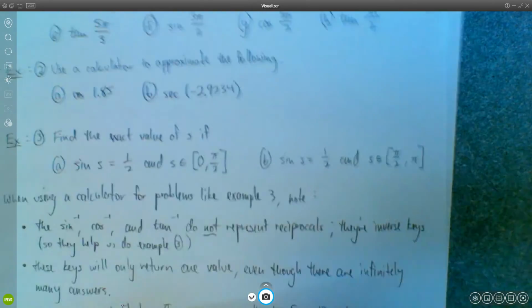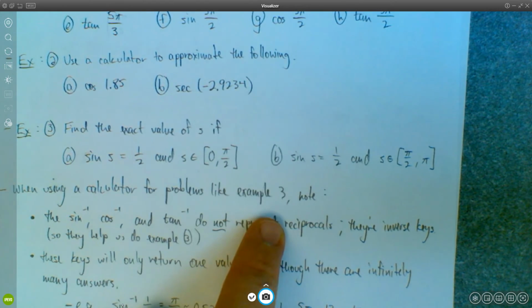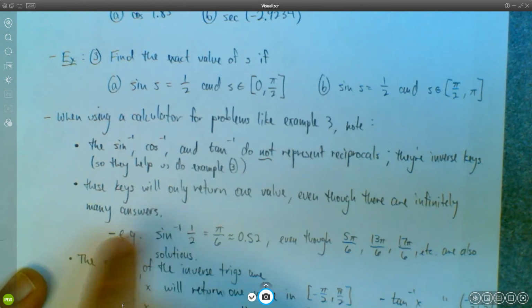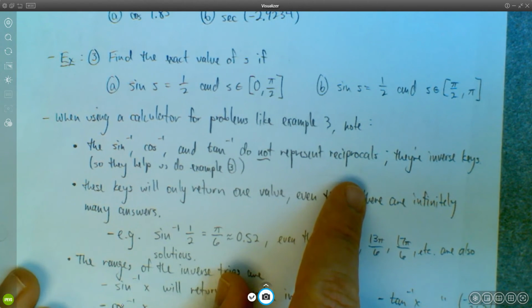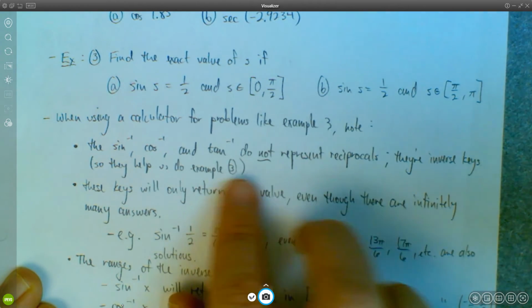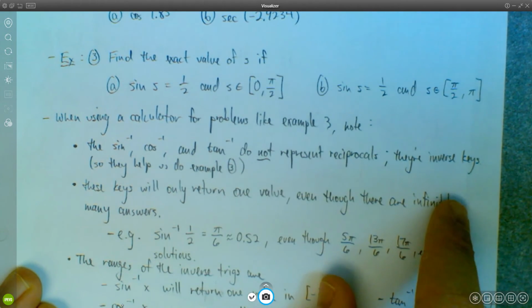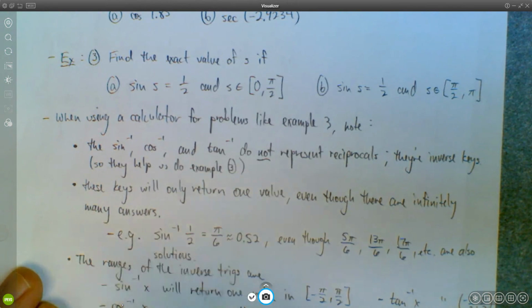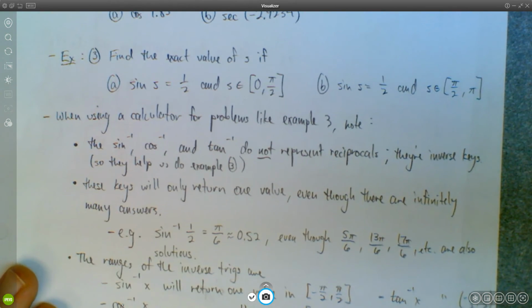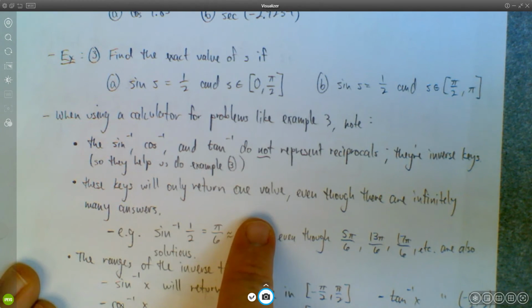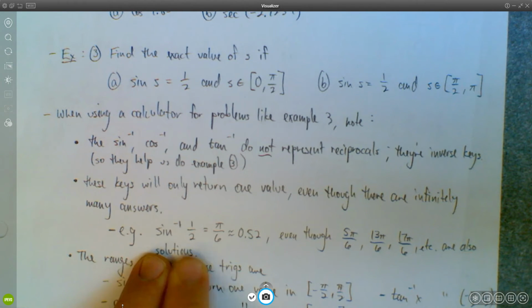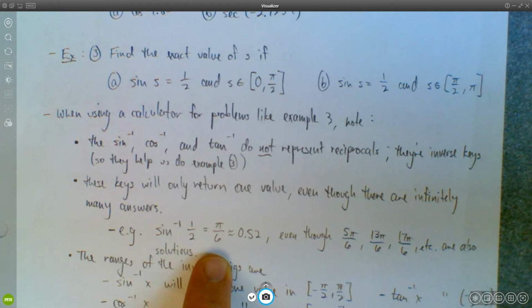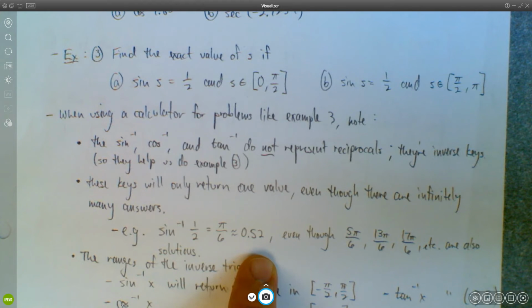But just be careful. When using a calculator for problems like that last example we just did, note that the sine inverse, cosine inverse, and tangent inverse buttons do not represent true reciprocals. Actually, they're inverse keys. They help us do things like example 3, and we've used those inverse keys in the past. But these keys only return one value, even though there are infinitely many answers. For example, sine inverse of 1/2, the calculator will return pi over 6. Or if you don't have a very nice calculator, it will return some kind of decimal number like 0.52, whatever.